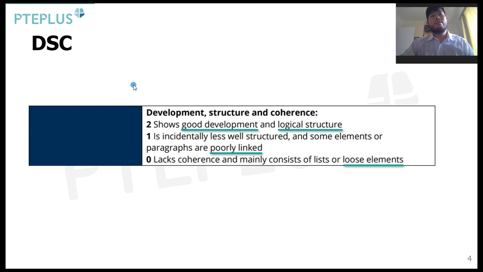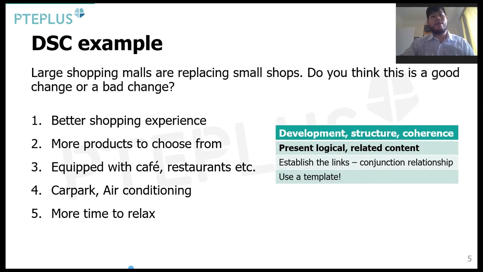So, in terms of development, structure, and coherence, otherwise known as DSC, we need to get good development and logical structure in order to get 2 marks. If we have poorly linked paragraphs and some less well structured elements or paragraphs not linked well, then we get 1. And we get 0 if we lack coherence and the essay mainly consists of lists or loose elements. So here's an example. Let's look at this one.